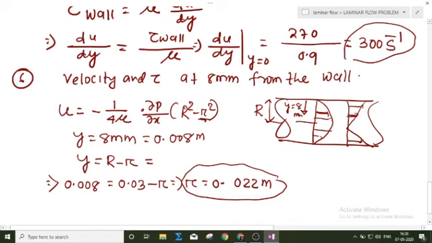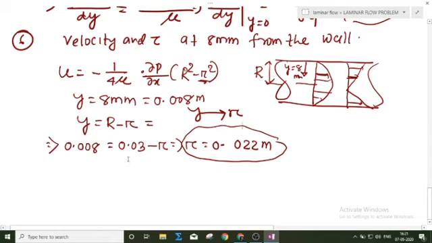Found out this r because the formula is given in the form of r. The velocity distribution formula is given in the form of r. So we are converting y to the r. Okay, that is my objective. Now we can use the formula to find out.